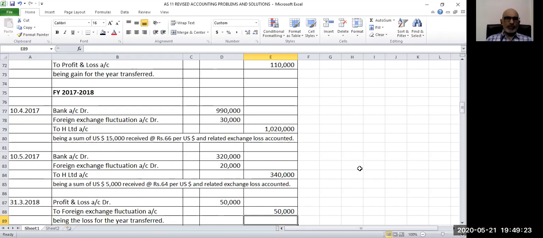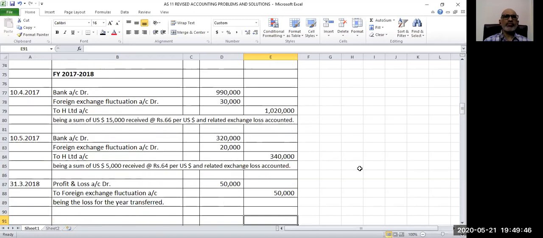This loss should be transferred to profit and loss account. So the entry will be profit and loss account debit to foreign exchange fluctuation account 50,000 rupees on 31st March 2018. So with this entry, we have closed the books for March 18 by transferring the loss to profit and loss account. Now this is how we have recorded the journal entries in the books of S Limited.